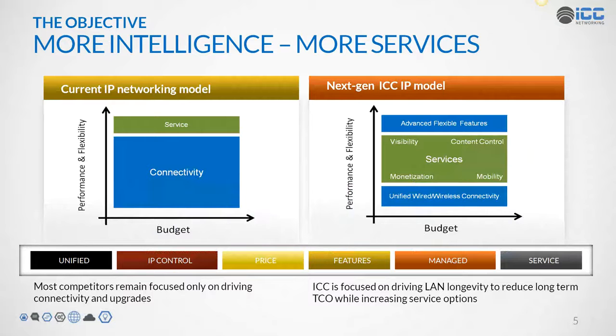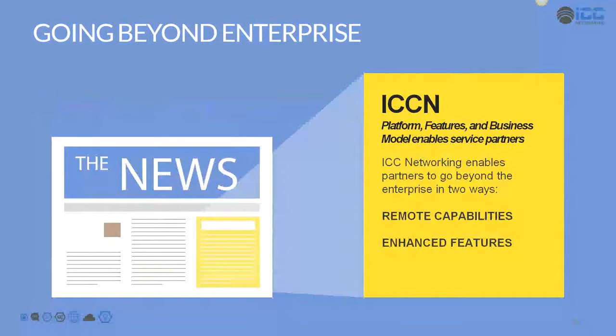Therefore, it allows not only the overlay of advanced features, but also the underpinning of that unified wired and wireless connectivity capability. So ICC is focused on driving the longevity of use of that local area network, to reduce your long-term total cost of ownership by overlaying the ability to have unified IP control. Pricing is always a factor, along with the additional features, and then obviously having the management to enable better services as well.